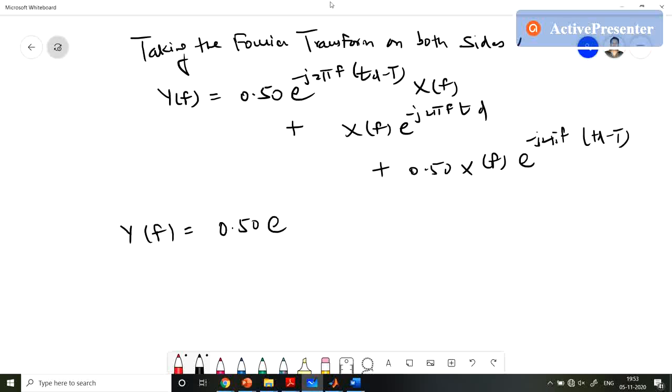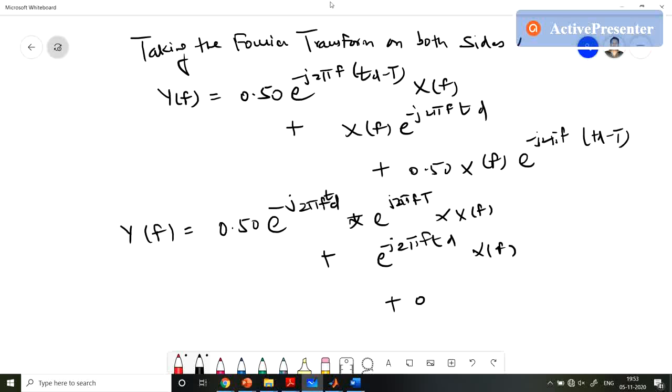So Y(f) = [0.50 e^(-j2πf td) e^(j2πfT) + e^(-j2πf td) + 0.50 e^(-j2πf td) e^(-j2πfT)] X(f).